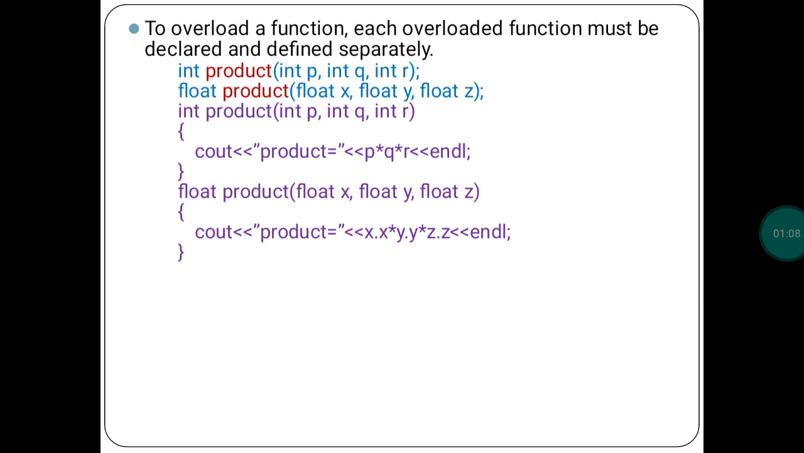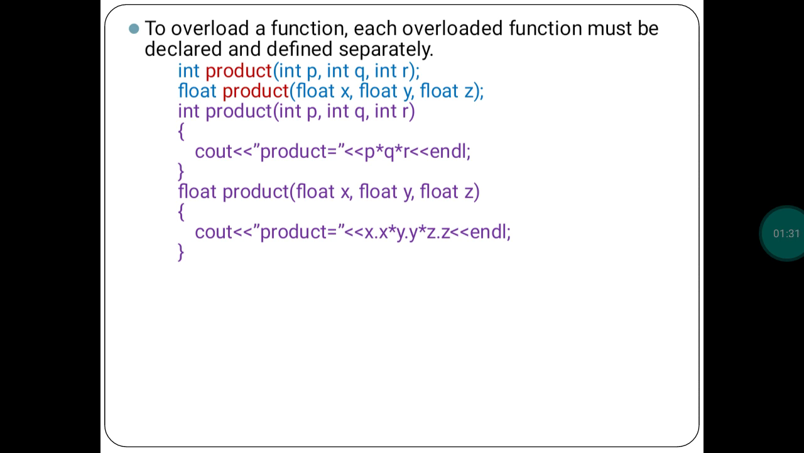Then the second function, float, it is the return type specifier, product is the function name, float x, float y, float z. x, y, z are the arguments, float type arguments. Can we call these functions function overloaded?